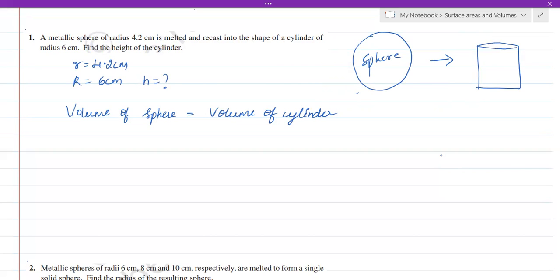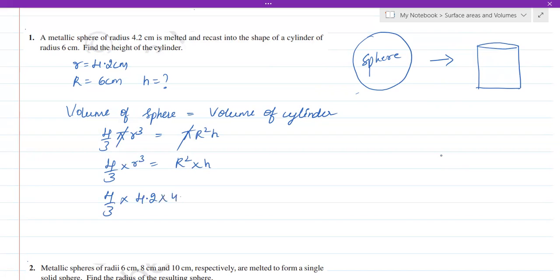Now, what is the volume of sphere given by? 4 by 3 pi r cube. And here it is pi capital R square H. So on both sides we can cancel pi and pi. What is left out? 4 by 3 r cube is equal to R square into H. Now 4 by 3 as it is, r is 4.2, so 4.2 cube, which means we multiply 4.2 into 4.2 into 4.2. R square is 6 square into H, which we have to find.